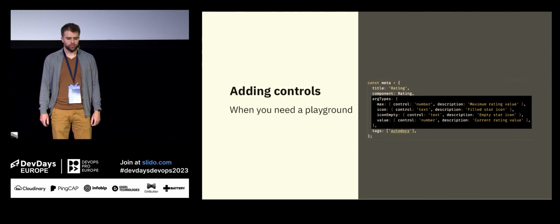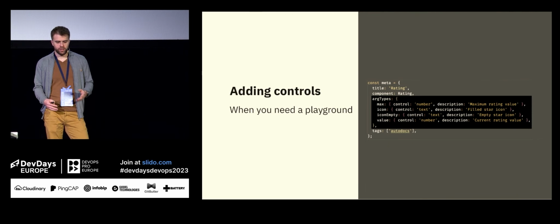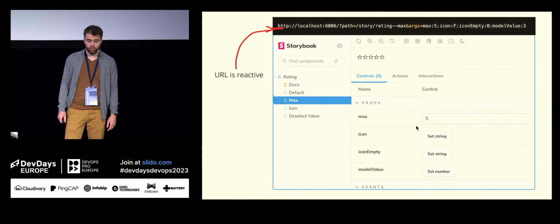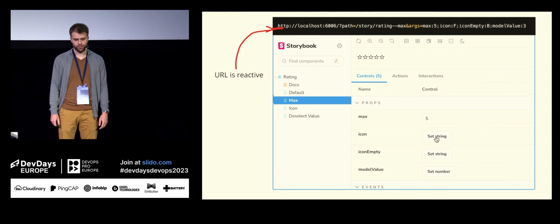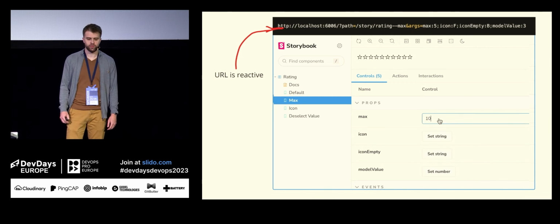One more thing we can do for stories is to add controls. We will define a type of property, and we will add some description. So now we have control in our story. What that means is that you can change every prop, and you will see changes in the component directly. You can still do it in DevTools, but it's much more comfortable doing this way.